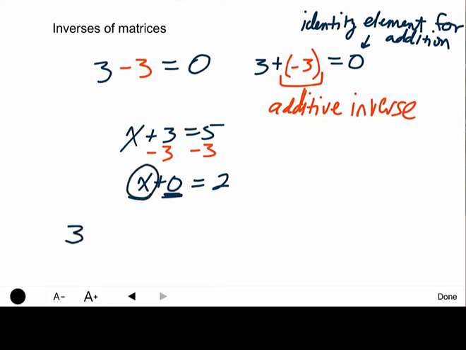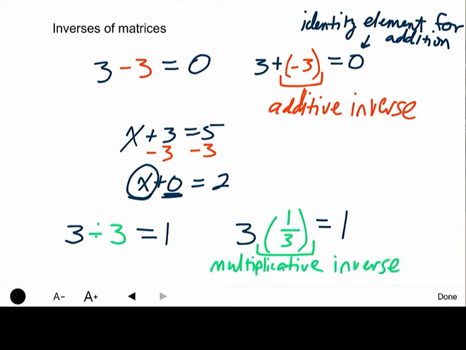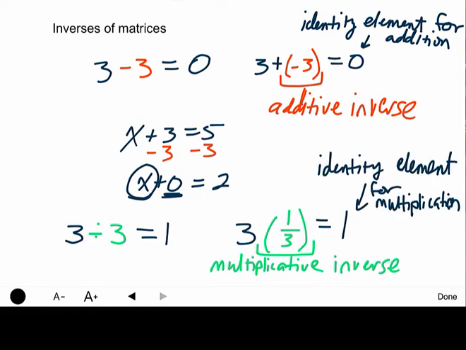A similar thing happens with multiplication. In fact, if we take 3 and divide it by 3, we get the answer of 1. Well, this is akin to taking 3 and multiplying it by the reciprocal 1/3, right? So this is how they're exactly parallel. And we get 1. In this context, 1/3 is the multiplicative inverse of 3, and 1 is called the identity element for multiplication, because it's the value that when you multiply it by something, it doesn't change its meaning.